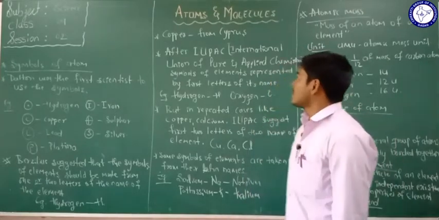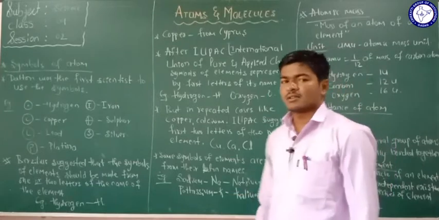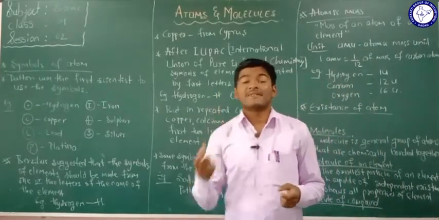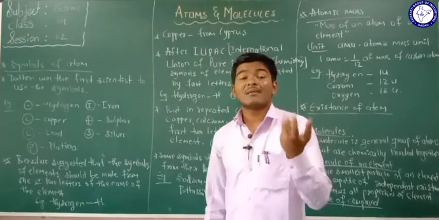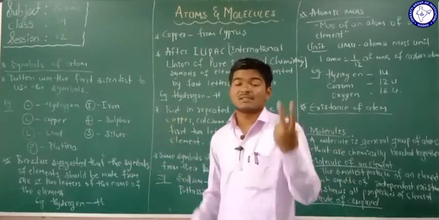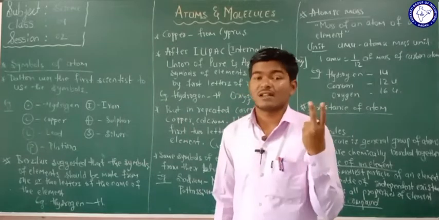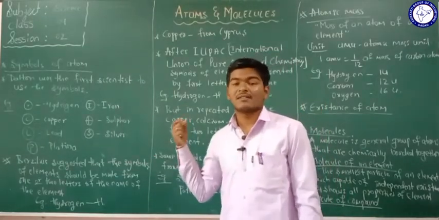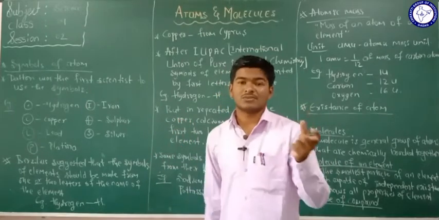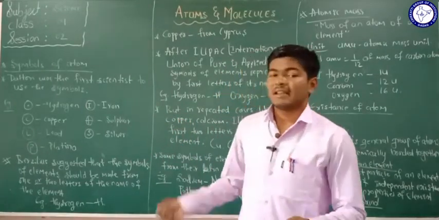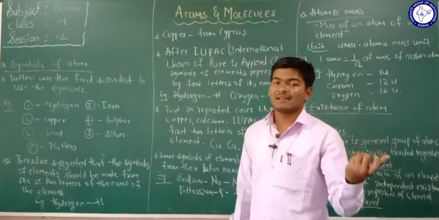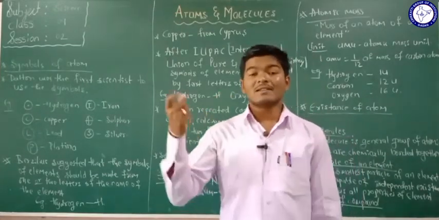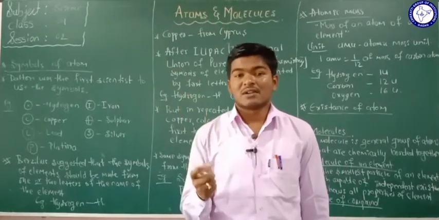In the last session, under the chapter of atoms and molecules, we studied what atoms are, what the postulates of Dalton's theory are, and what the fundamental laws of chemical combination are. That is, the two laws of chemical combination we studied: the law of conservation of mass and the law of constant proportions, isn't it? In today's session we are going to continue from the last session. We came to know what an atom is and what its postulates are.